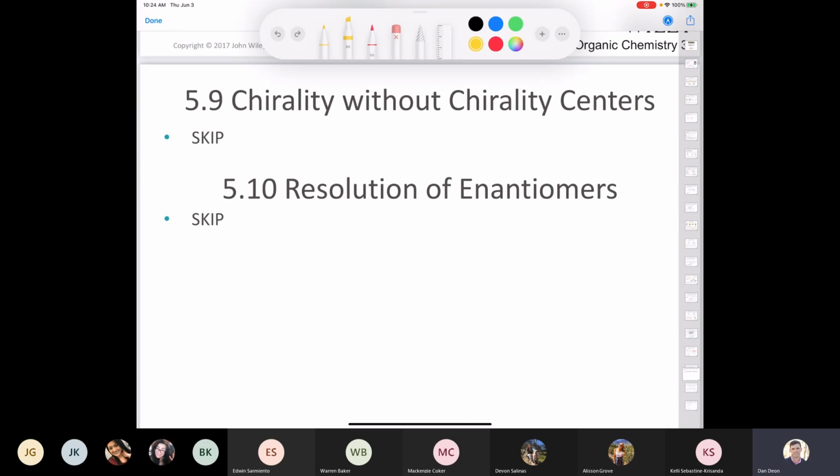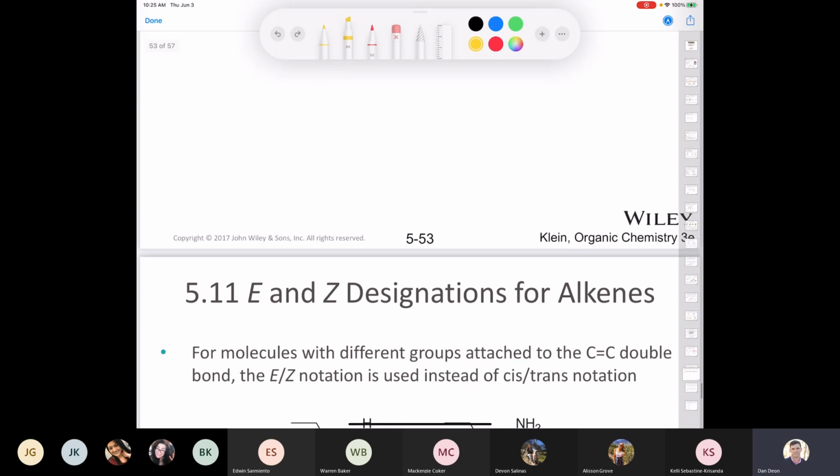The next part deals with resolution of enantiomers. That's something that I could talk about for a while. I guess I know enough about resolution of enantiomers. I've done it a few times myself when I was a bench chemist. But it's just a way to separate enantiomers. It's very difficult to do, but nowadays they have new techniques to do the separation of enantiomers. And so you can spend some time taking a look at that if you want to.